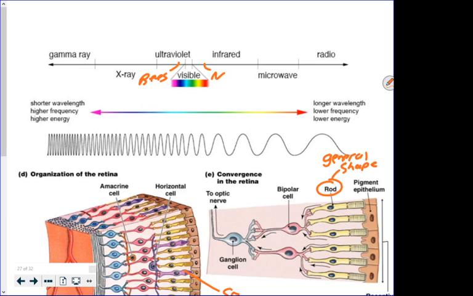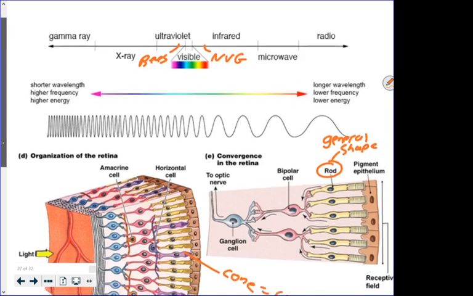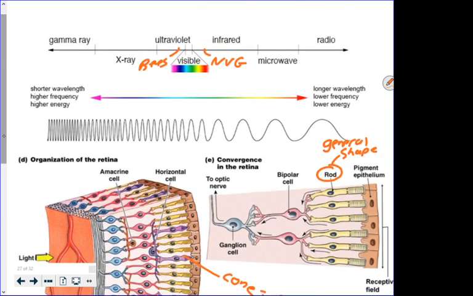and then NVGs, night vision goggles. So our rods and our cones, they are stimulated by different wavelengths, right? So here are short wavelengths, right? And then here are long wavelengths.